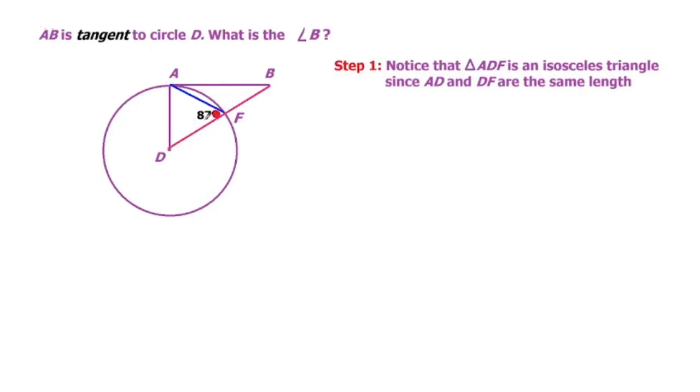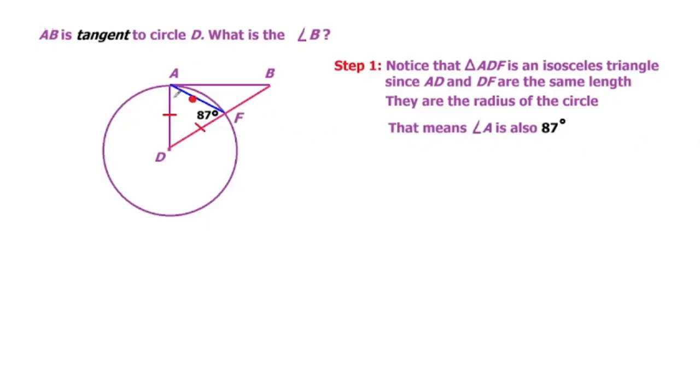So this triangle here, notice that triangle ADF is an isosceles triangle. Since AD and AF are the same length, they are a radius of the circle. They are the radius of the circle. So this line length from here to here is the same length as from here to here. So that means these are exactly the same.